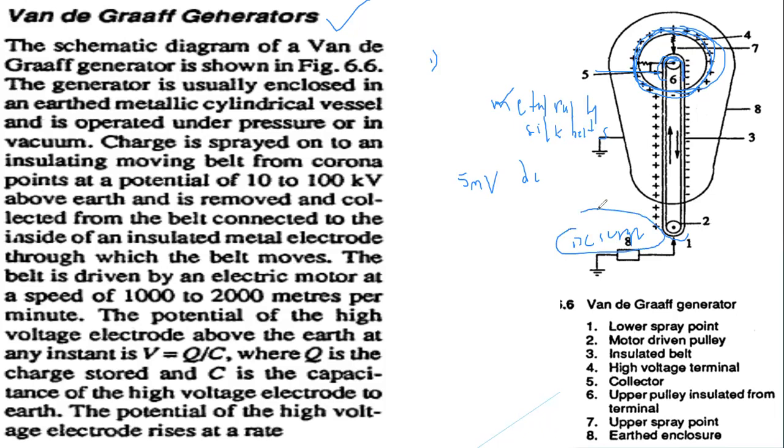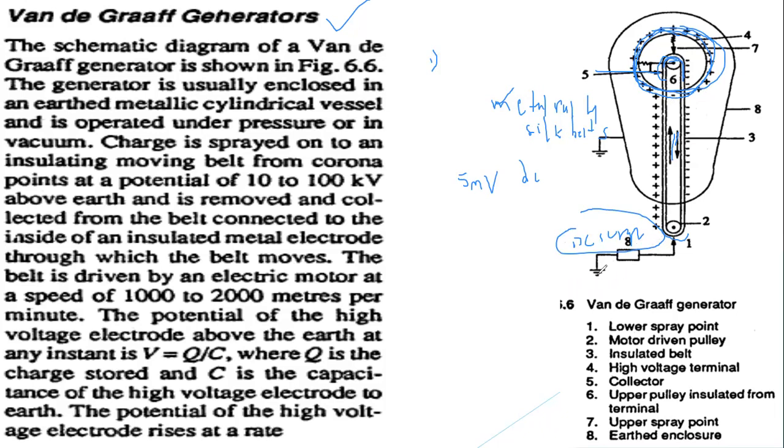Whenever you apply the DC source, an electric field will be generated. As you know, these pulleys operate with the help of the motor. When the motor rotates, it will rotate continuously, going up and down. This is the lower spray point and this is the upper spray point. Continuously it will be rotated with the help of a motor.